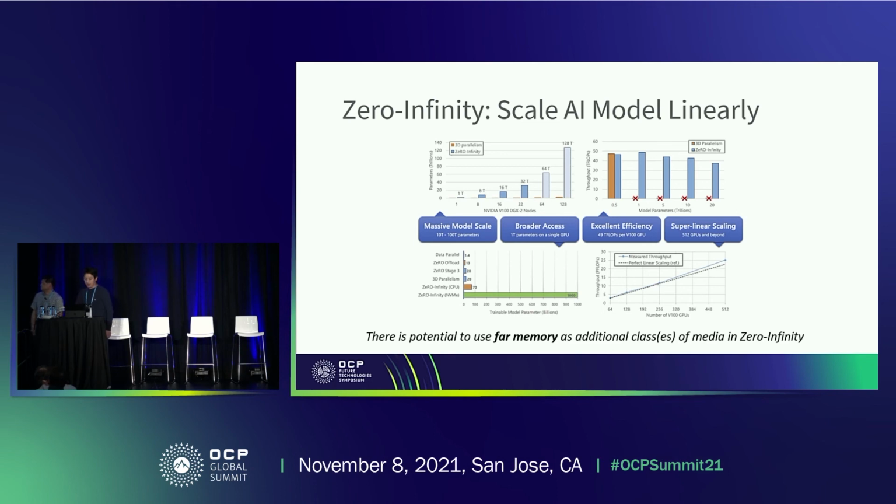As a result, we are seeing the potential to use far memory. When I say far memory, it's actually cheaper and slower compared to DRAM, and can be any media on the CXL bus. So there is potential to use far memory as an additional class of media inside the Zero Infinity picture. That's the first use case.